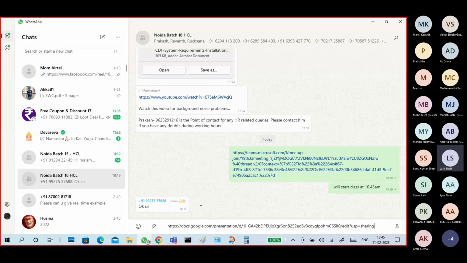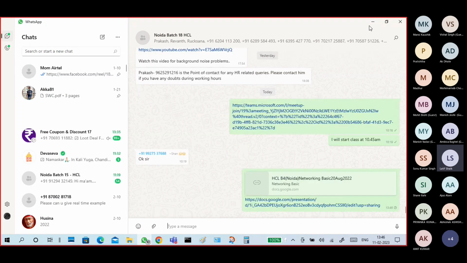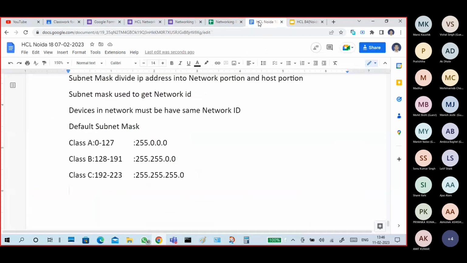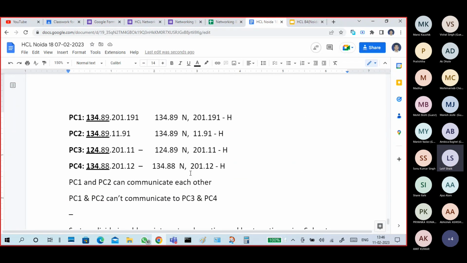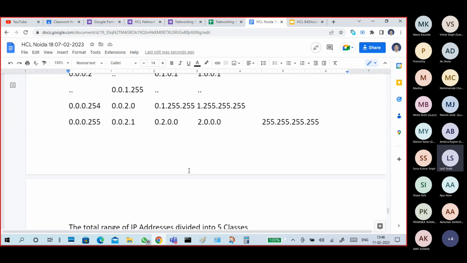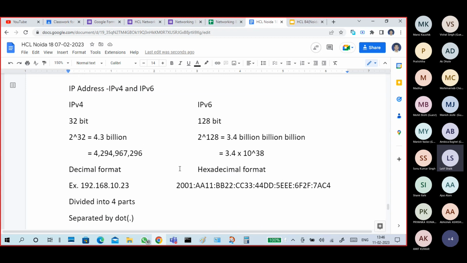Anyway, I will share it once again. So what is the one? In this one, again, IP addresses. There are some more examples I have given. You can try that one. So guys, this is about IP addresses, mainly IPv4. I told about mainly IPv4 here, not IPv6.